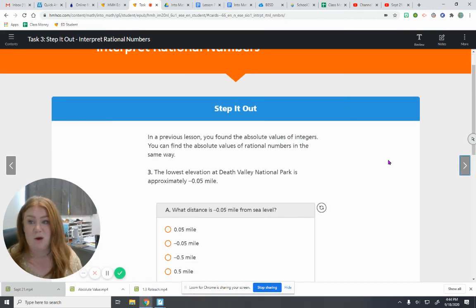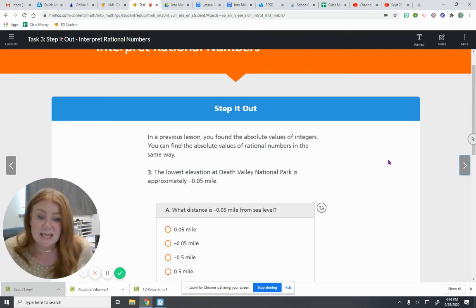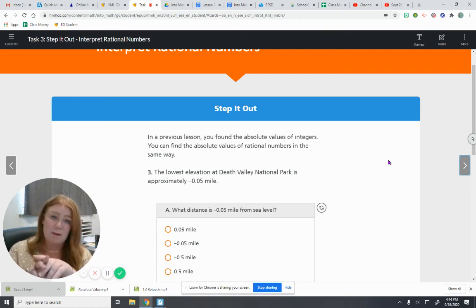Okay, moving on. This is our last task today. So in a previous lesson last week, we figured out how to solve for absolute values of integers. Those whole numbers, remember it's the distance to 0, it's positive. We can find rational numbers the exact same way. You just tell the distance to get to 0.